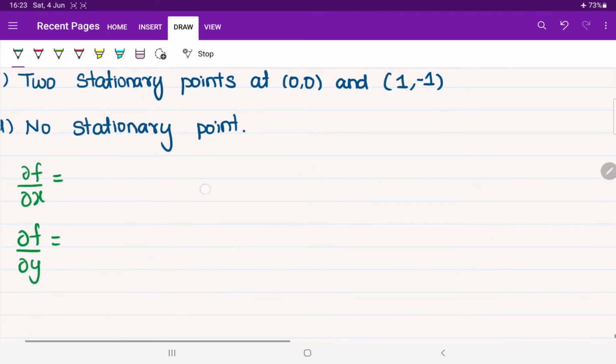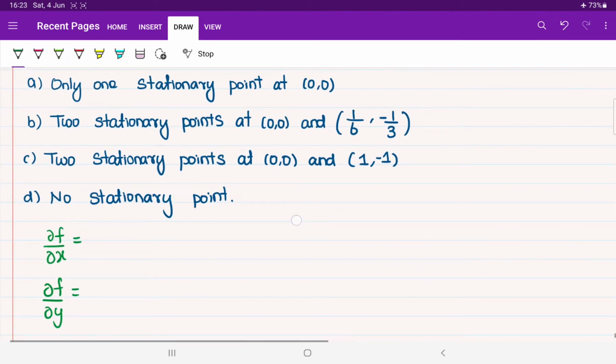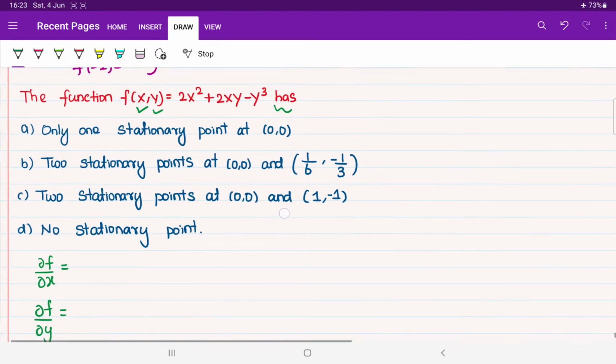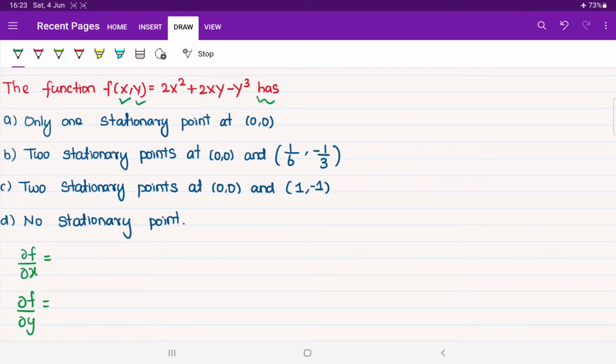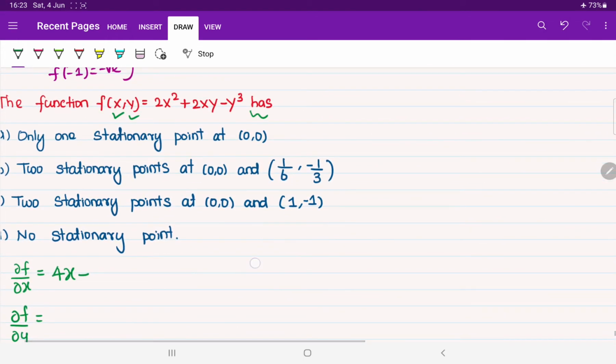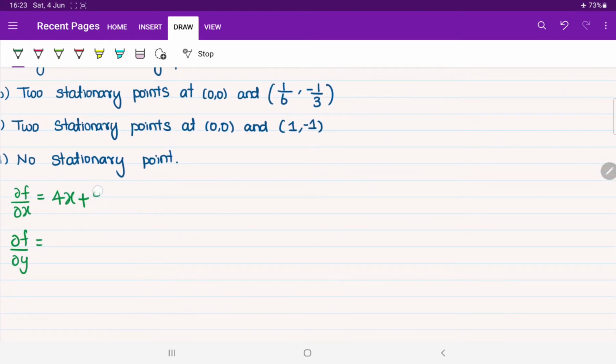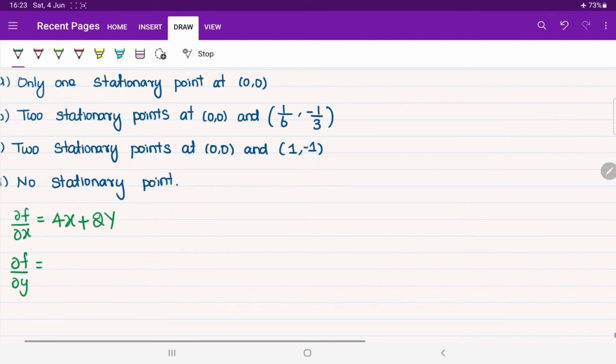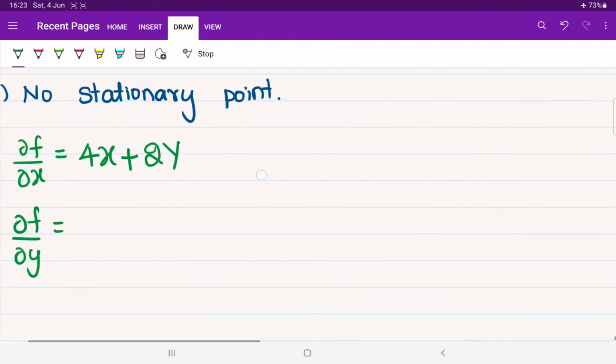So if I am differentiating the function with respect to x, what will you be getting? 2x square plus 2xy minus y cube. That will give you 2x square gives 4x, plus 2xy gives plus 2y. I am just doing differentiation with respect to x. So plus 2y. If I differentiate y cube, that will become what? It will be 0 sir. So that will be 0.